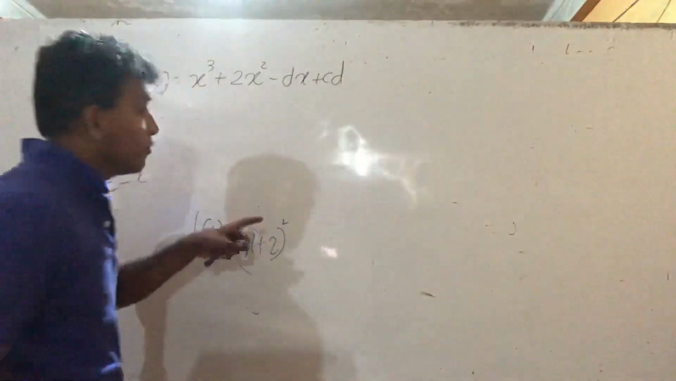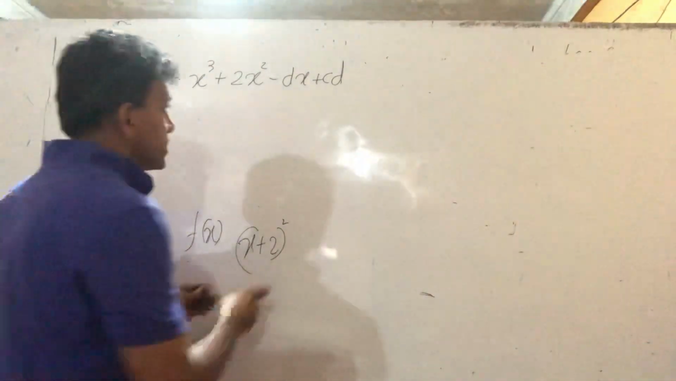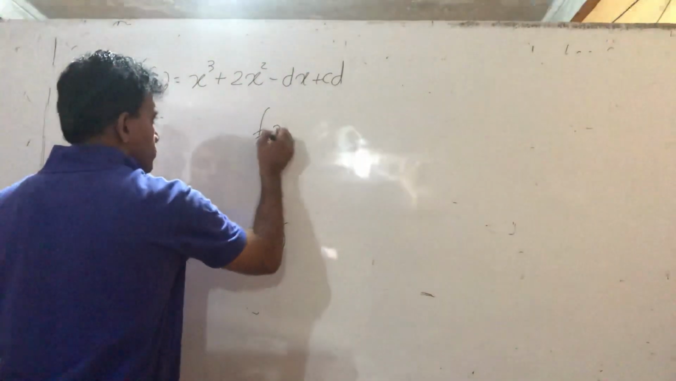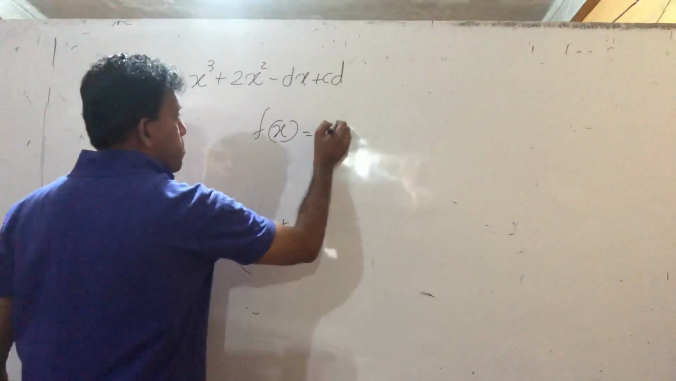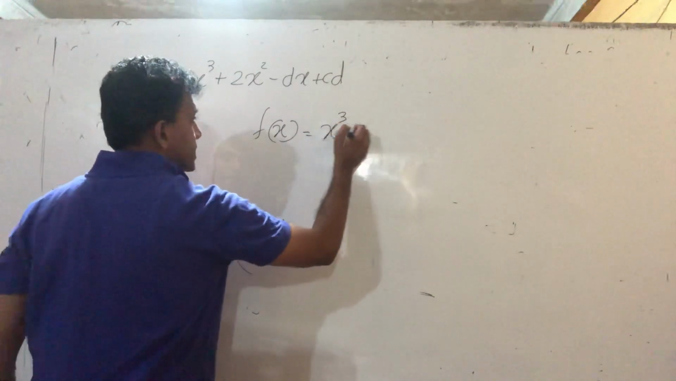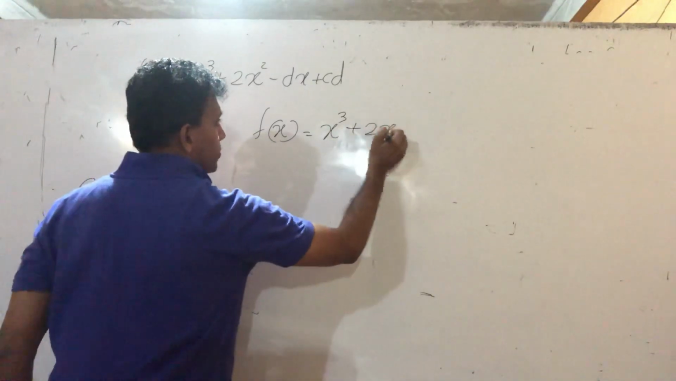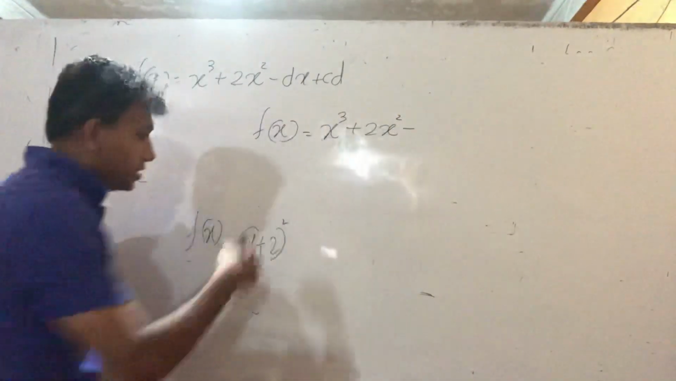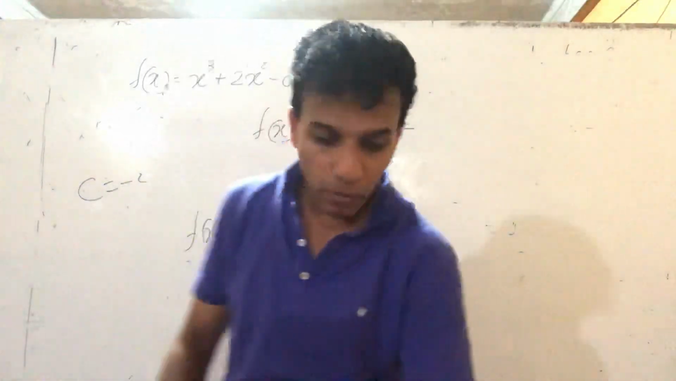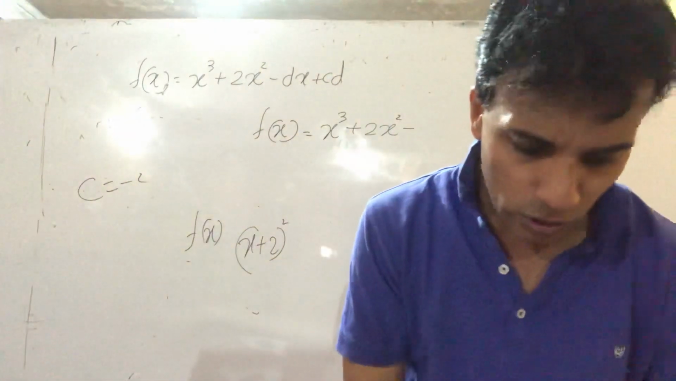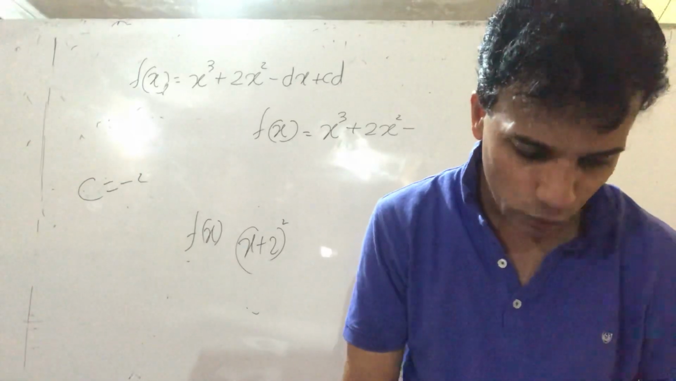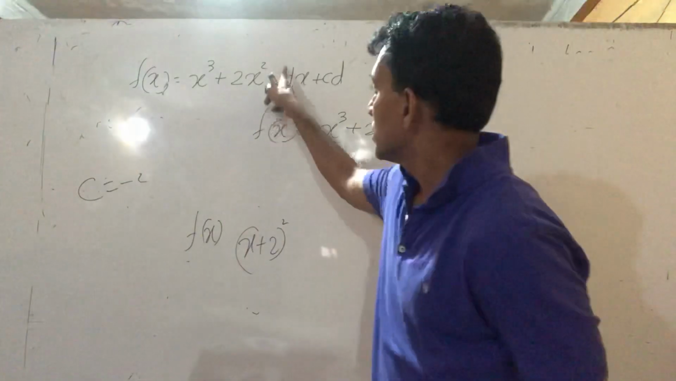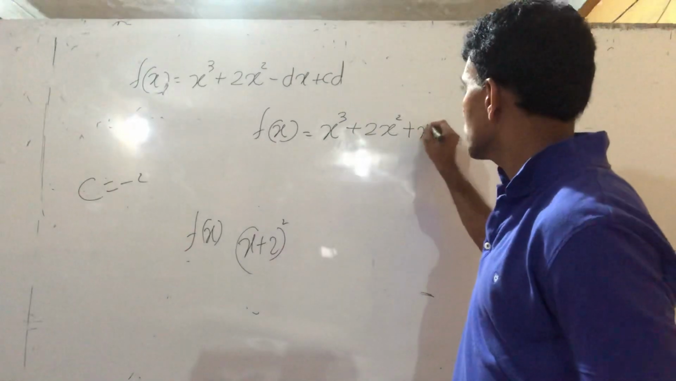Okay, therefore you can write f(x) now. What is f(x)? x cube plus 2x square. d4 minus, we got the answer d4 minus 1. So write the value for d4 minus and take the c4 minus 2, d4 minus 1 plus 1 therefore.